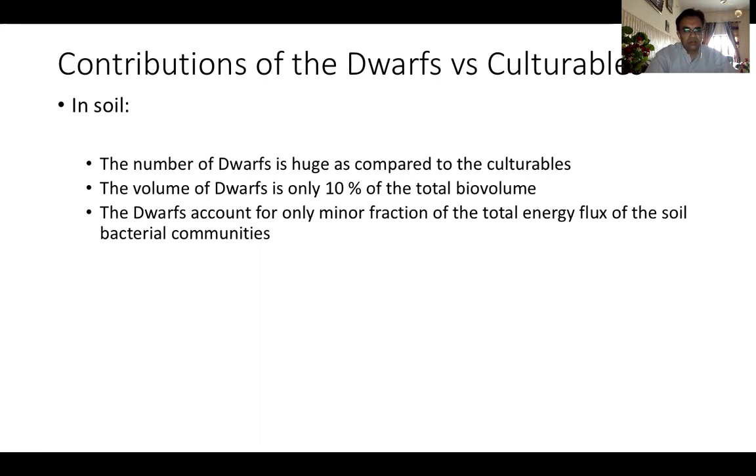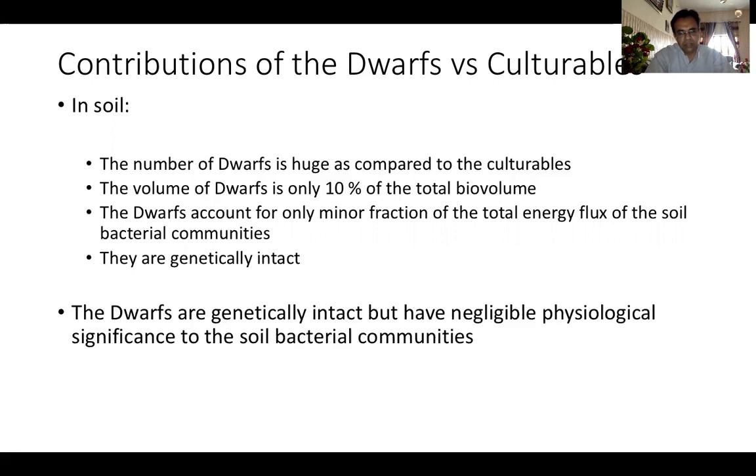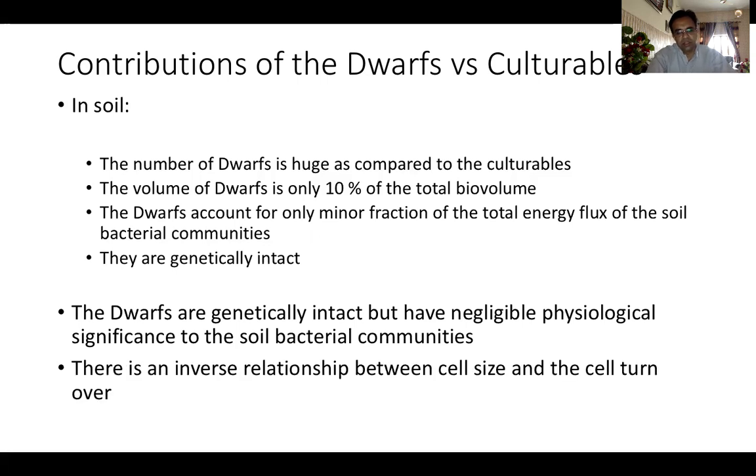Then the dwarf cells account for only a minor fraction of the total energy flux of the soil bacterial communities. This is another very important point. So they don't have a major contribution in the energy flux of the soil, although they are genetically intact. So what we can extract out of here is that although they are genetically intact, they have negligible physiological significance in the soil microbial communities, and there is an inverse relationship between cell size and cell turnover.